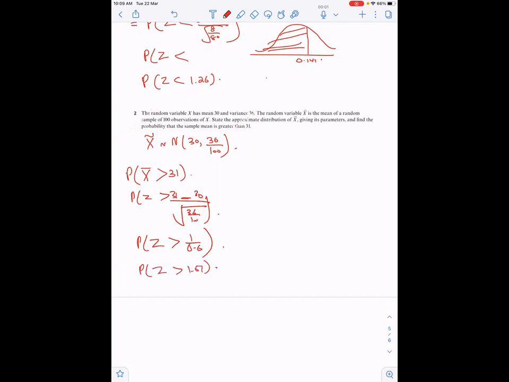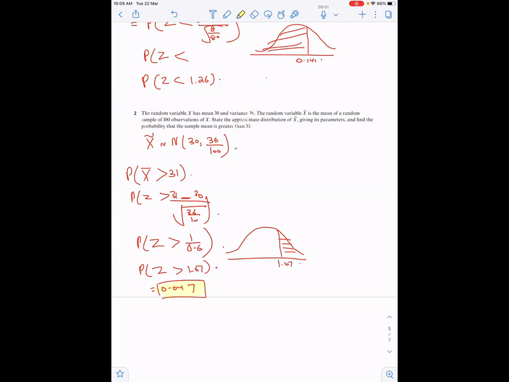So make the curve at 1.67 here. Greater than this is what you want. So simply use the calculator. The probability is 0.047.